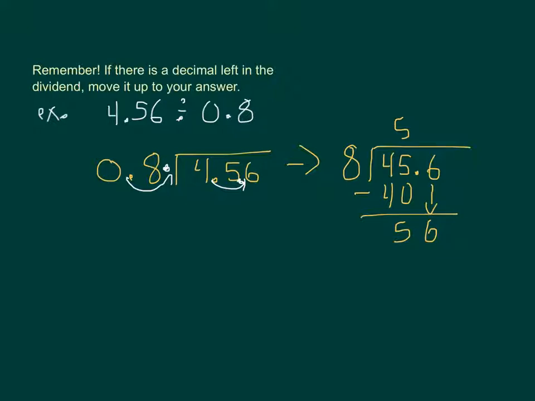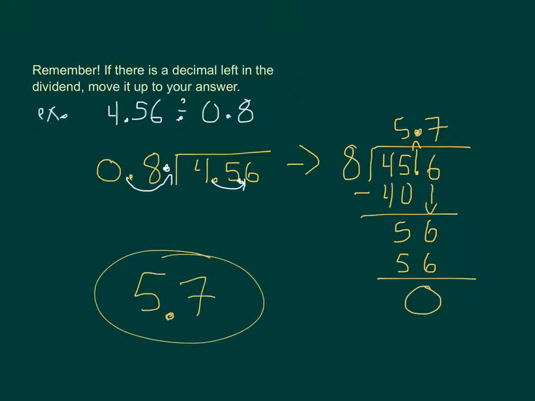Well, we're quite lucky here because 8 goes into 56 7 times. We multiply and subtract. 7 times 8 is 56, which gives us an answer of 0. Now this is where it's so important, as I've highlighted here. If there's a decimal left in the dividend, which there is, we move it up in the answer. So right now we take this decimal and move it straight up and put it there. So our answer is 5.7.